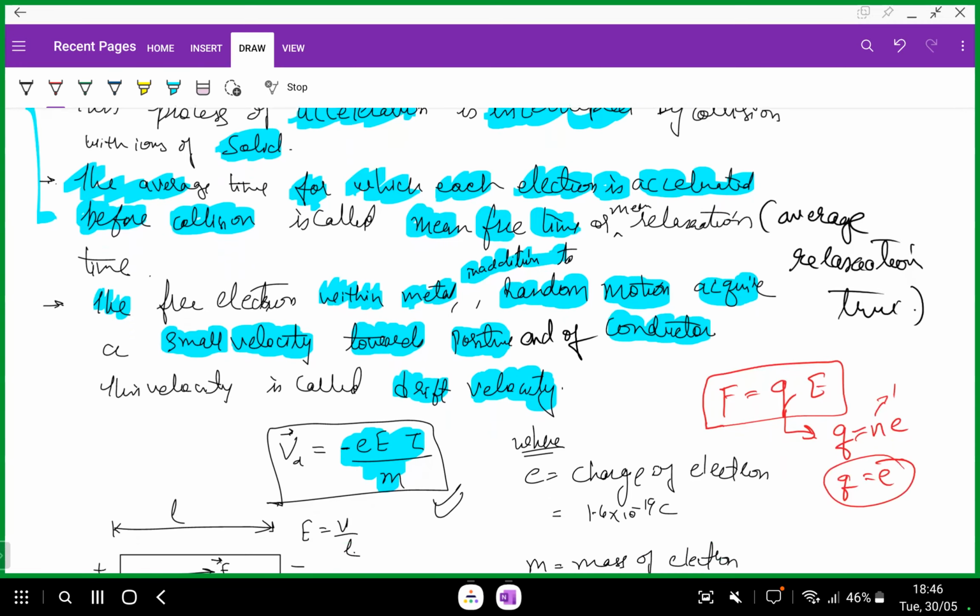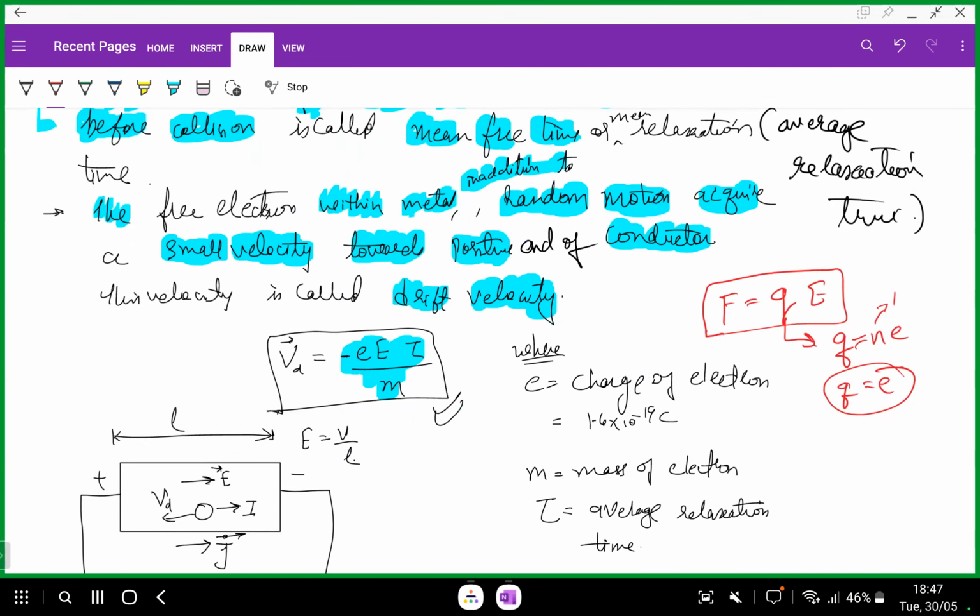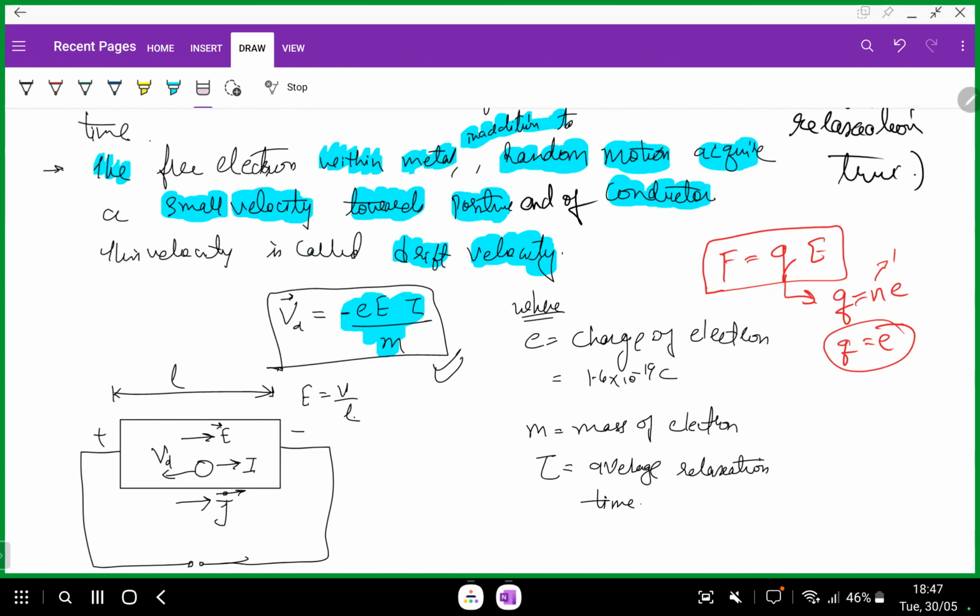That is why we have QE tau by M. Here tau is the relaxation time, the average relaxation time. M is the mass of the electron, and E is the charge of the electron. The charge of an electron is 1.6 times 10 to the power minus 19 coulomb. Don't forget to mention the minus here. I haven't mentioned it, but you should write minus 1.6.